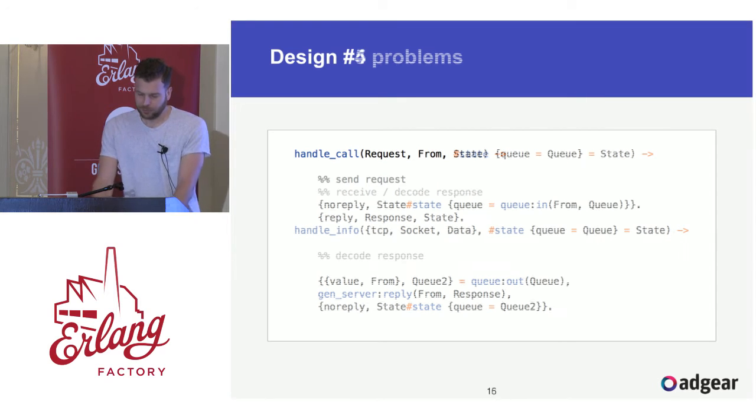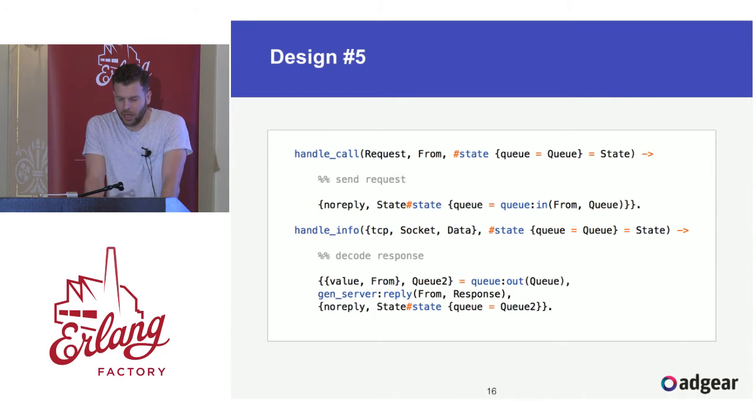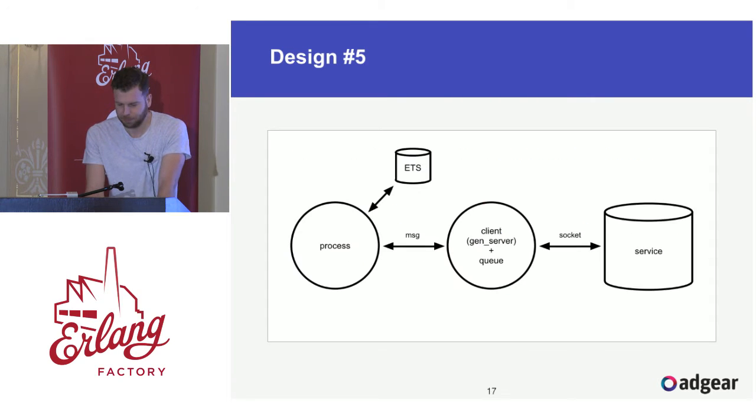So a trick you can do is actually not reply in the handle call. You send the request, enqueue who did the call in a queue that you keep in the state of the gen server, and when you receive the data, if you're in active mode, you can dequeue who did the initial call and just send the response directly. So now we're not blocking on actually receiving the response, and we can do multiple requests per gen server at the same time. So now this is our new design.